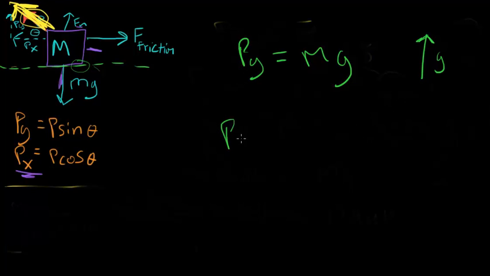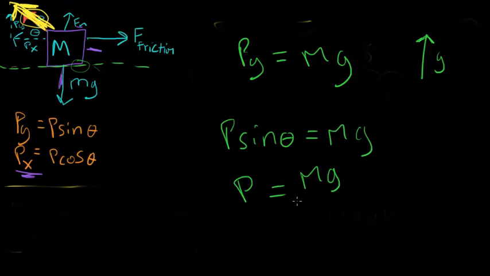So Py, let's just substitute: P sine theta equals mg. So when P is equal to mg over sine theta, that is the moment when it's going to start moving upward. That's the max it could be, because that's what they're asking. The justification is that as soon as Py, which is the only force pulling upward, is bigger than the only force pulling downward, you have unbalanced forces, so it has to accelerate somewhere. It's going to go up, and your box is going to fly up.